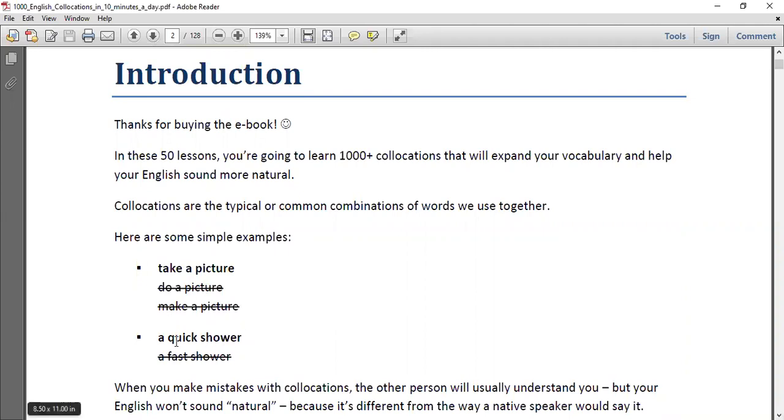Another example, we have a quick shower, not a fast shower. Okay, we say fast food. We don't say quick food. We say a quick meal. We don't say fast meal. Why? Because these are collocations, words which we use together all the time.